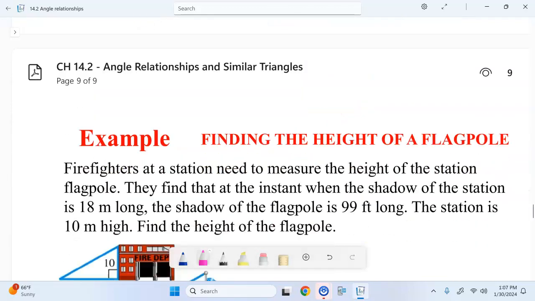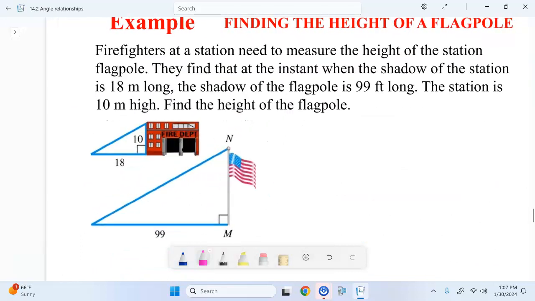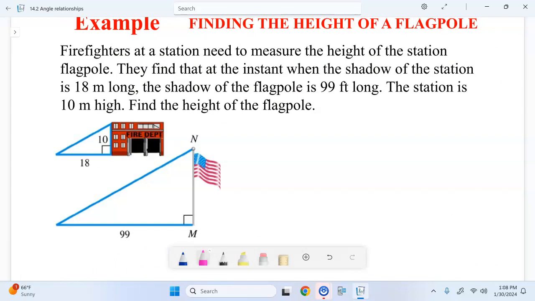Last thing I want to talk about is when we're given an application. If you're not given a diagram, draw one. Even if it's just 2 triangles and you kind of label. Because if you're trying to keep track of all the different sides of the different triangles without something visual, then the chances of getting mixed up are pretty high.